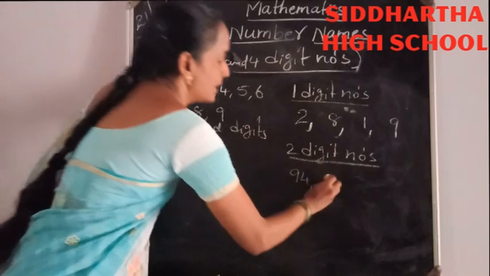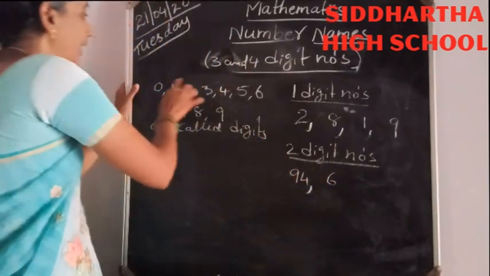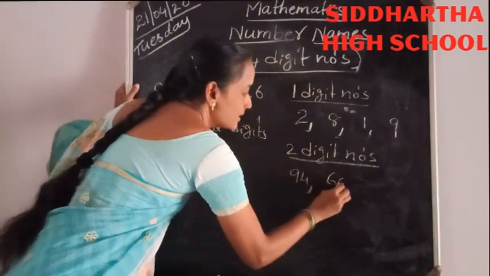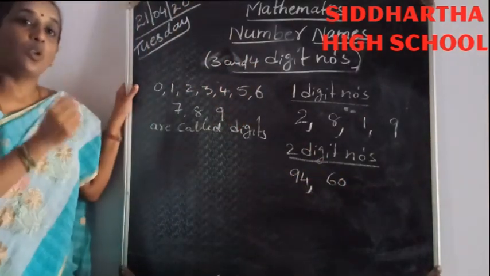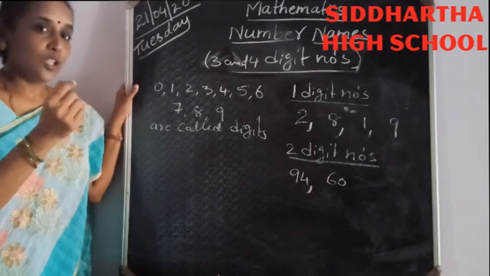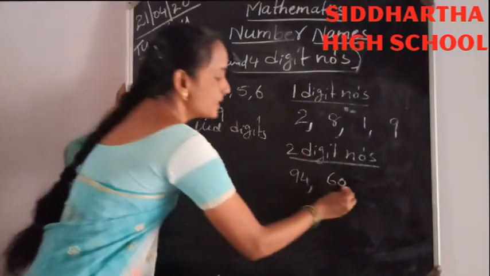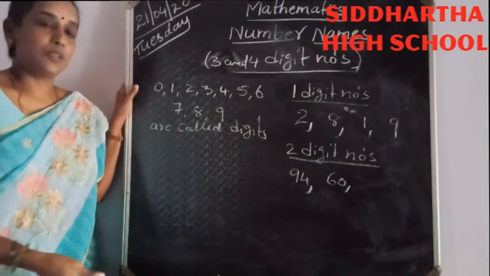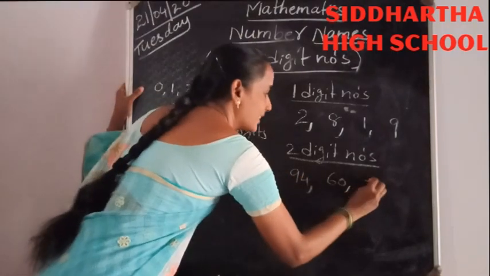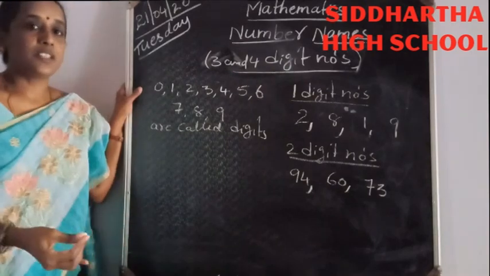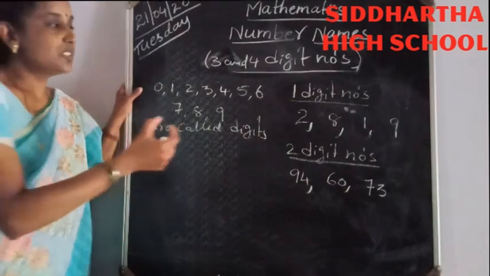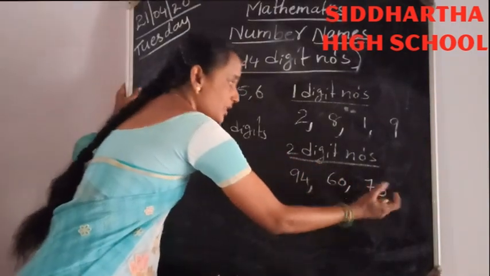Now I selected 6 and 0 also. So I selected 2 digits and wrote them as a group, so it is called a 2 digit number. This also: now I selected 7 and 3, written as a group. So this is called a 2 digit number.